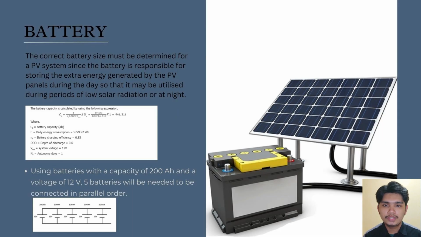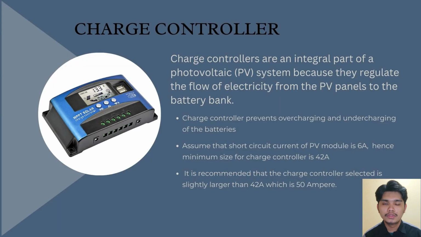Next, designing a PV system requires choosing the right battery size to store additional energy generated by the PV panels during the day for usage at night or during periods of low solar radiation. Battery sizing considers energy demand and depth of discharge. The depth of discharge is the percentage of a battery's capacity depleted before charging. Following the equation shown here, the total energy required to restore the battery is 944.31 ampere hours. To meet energy needs, 5 parallel-connected 200 ampere hour, 12 volt batteries are needed.